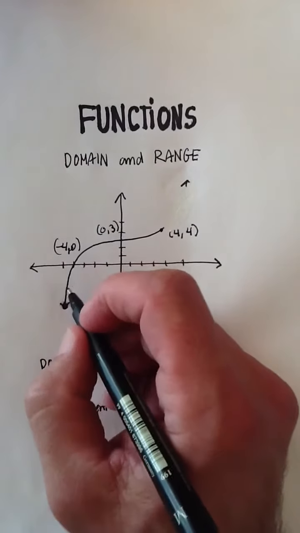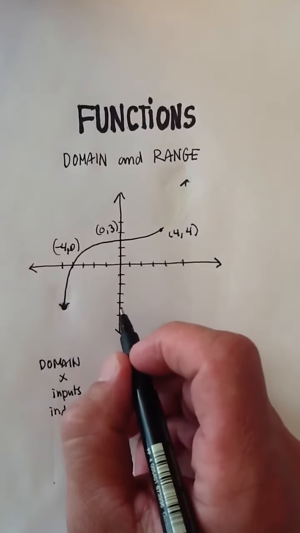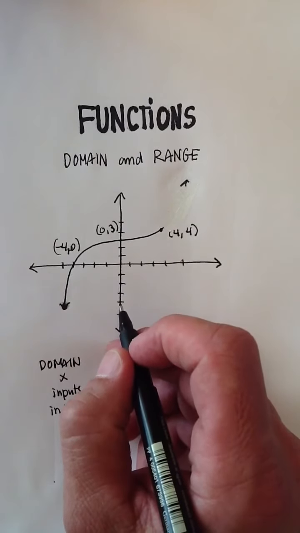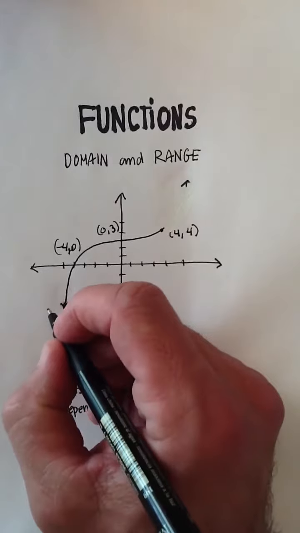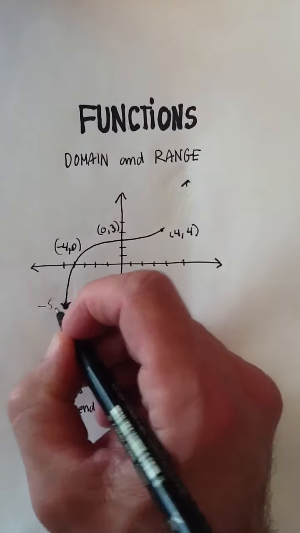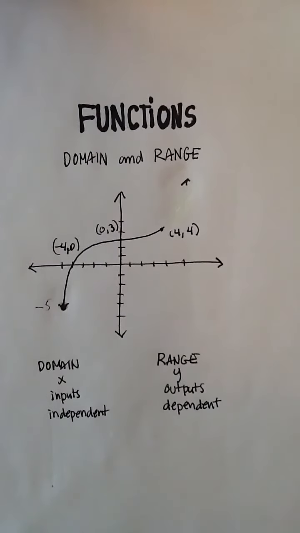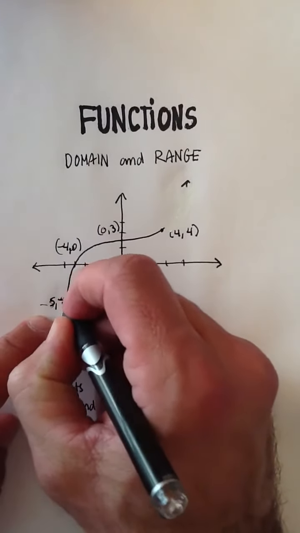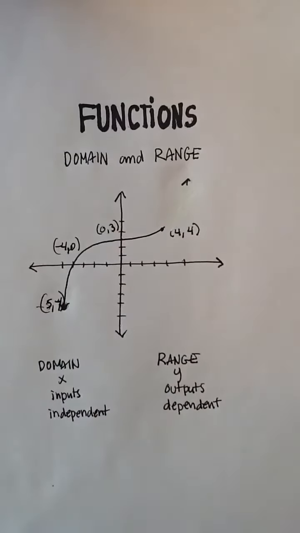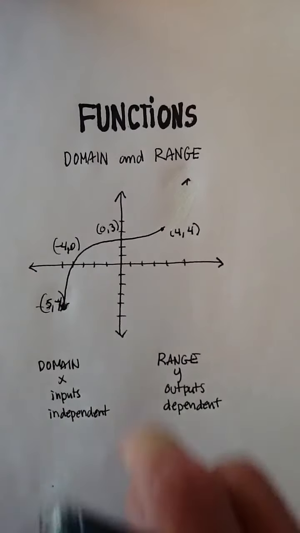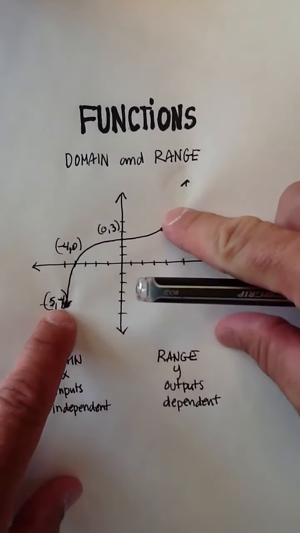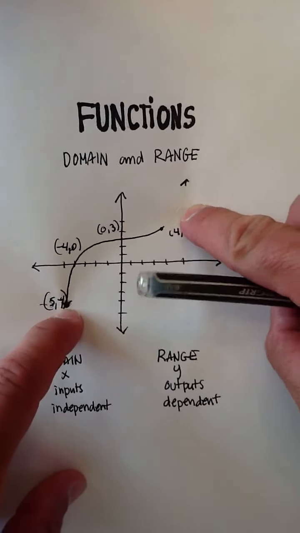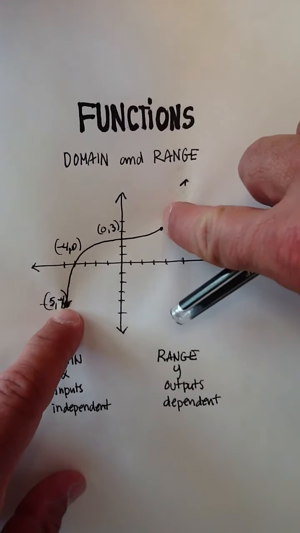So I'm just going to put one more point in here, and that's going to be negative 5, and let's just say that's exactly 1, 2, 3, 4. So negative 5, negative 4. Change pens. Negative 5, negative 4. So the question is this: what is the domain and the range of this particular line segment, right? Because it starts here and it stops there.